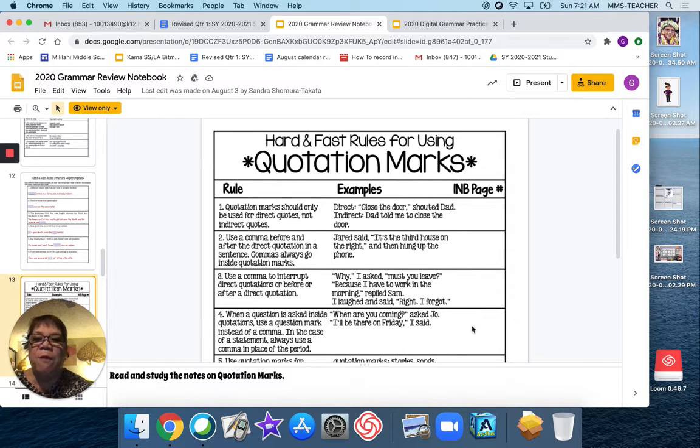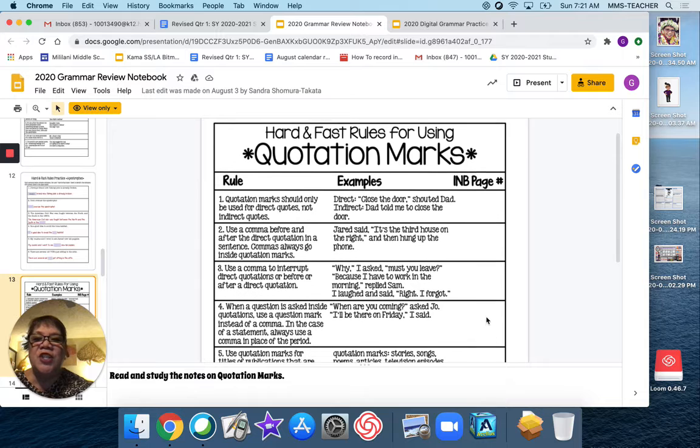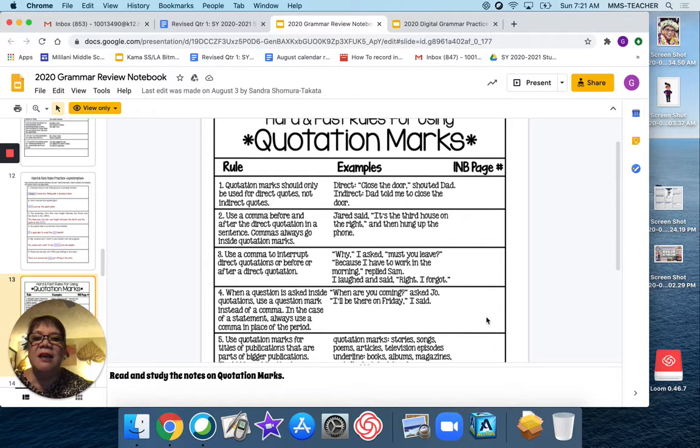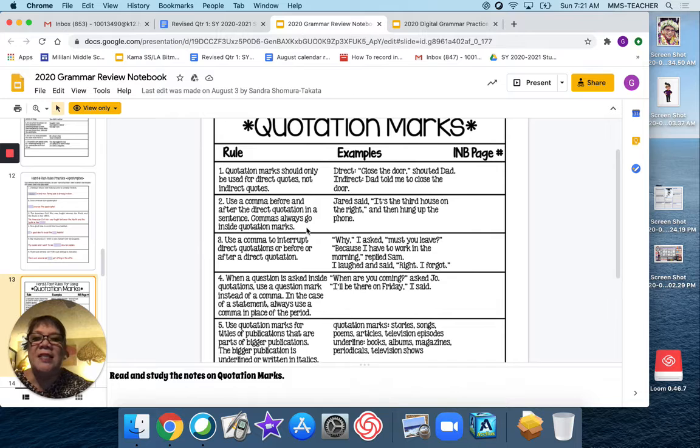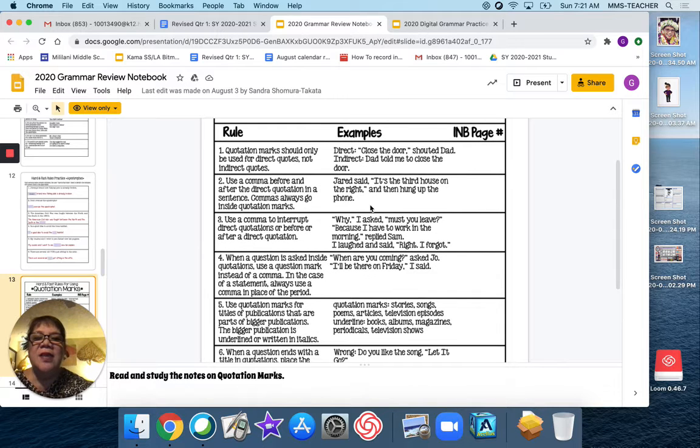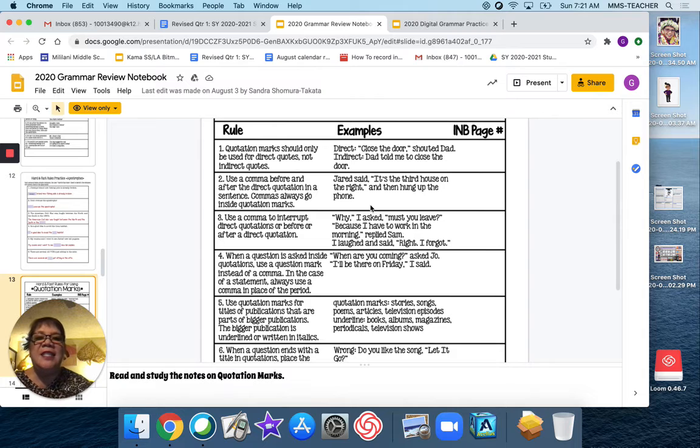Okay, rule number 2. Use a comma before and after the direct quotation in a sentence. Commas always go inside quotation marks. So the example given is, Jared said, comma, quotation mark, it's the third house on the right, comma, quotation mark, and then hung up the phone, period. You notice how the comma is before the quotation mark, and then the comma is right before the quotation mark at the end as well.